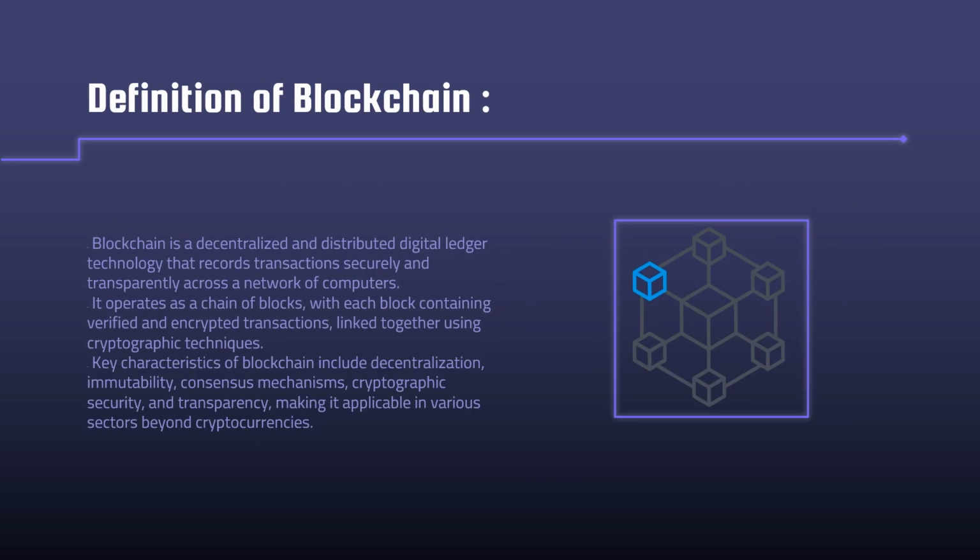Definition of blockchain. Blockchain is a decentralized and distributed digital ledger technology that records transactions securely and transparently across a network of computers. It operates as a chain of blocks, with each block containing verified and encrypted transactions, linked together using cryptographic techniques. Key characteristics of blockchain include decentralization, immutability, consensus mechanisms, cryptographic security and transparency, making it applicable in various sectors beyond cryptocurrencies.